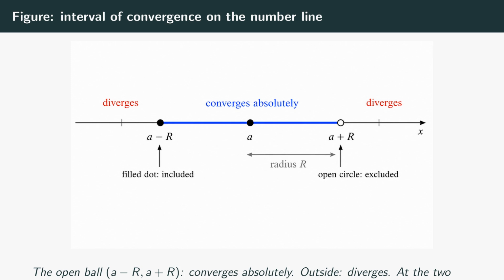Inside, automatic via comparison with a geometric series. Outside, automatic, nth term test fails. Boundary, delicate, full convergence toolkit from last episode. This figure is the answer to the opening question. Where does a power series live? On a ball around a of radius r, with the boundary needing separate work.